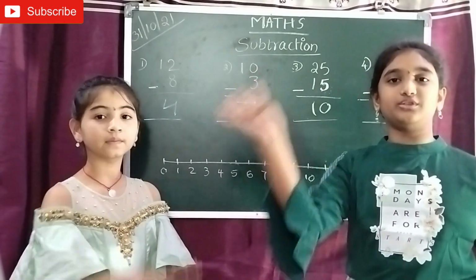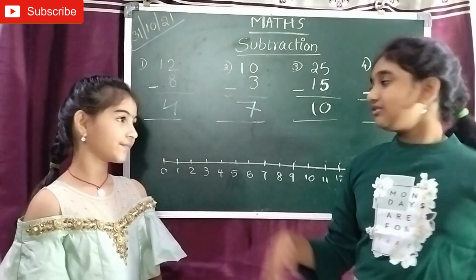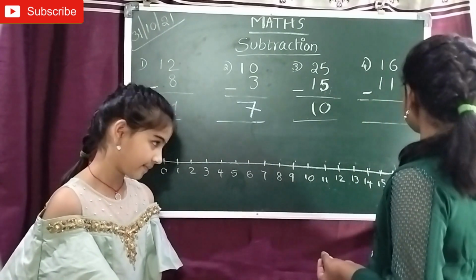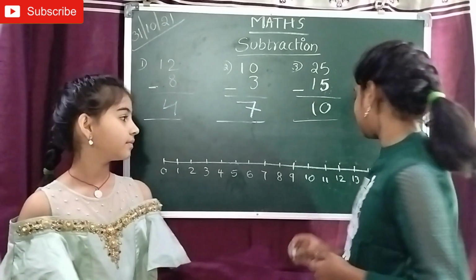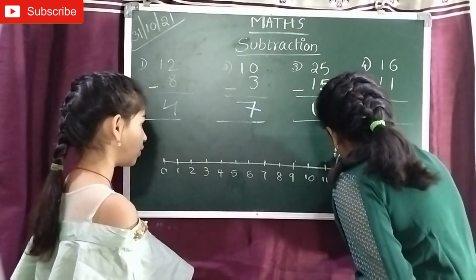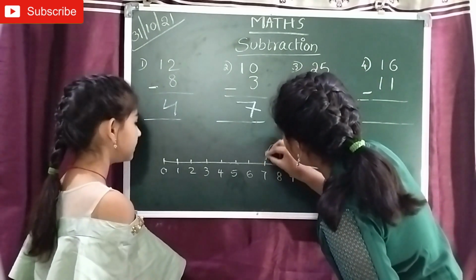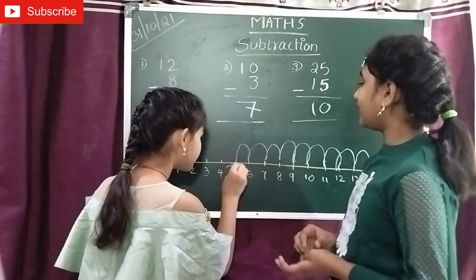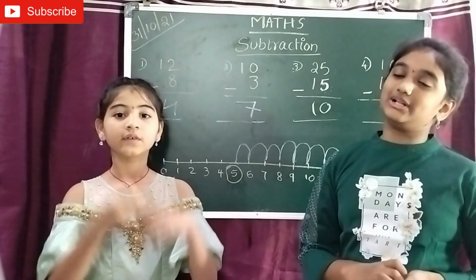So now let's move on to the fourth example, that is 16 minus 11. So again we are using the number line here. From 0 to 16. 11 means we have to take 11 numbers back from 16. 1, 2, 3, 4, 5, 6, 7, 8, 9, 10, 11. So the answer is 5. 16 minus 11 equals 5.